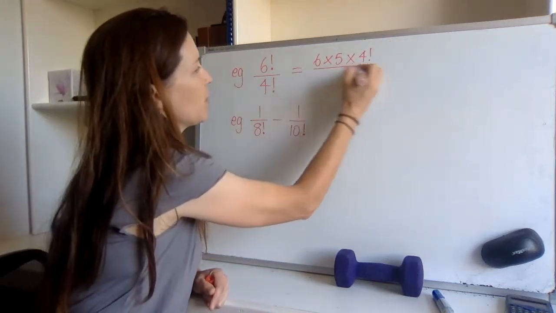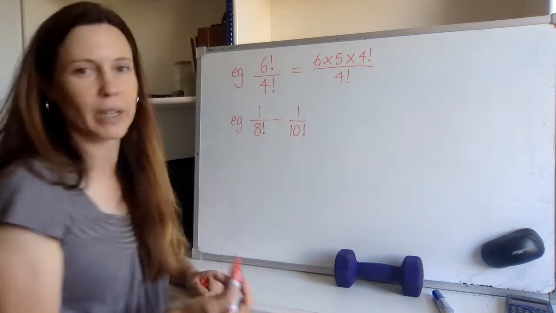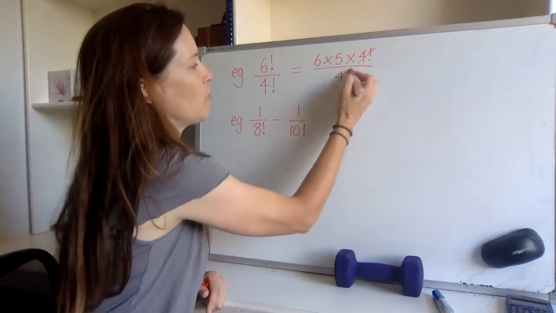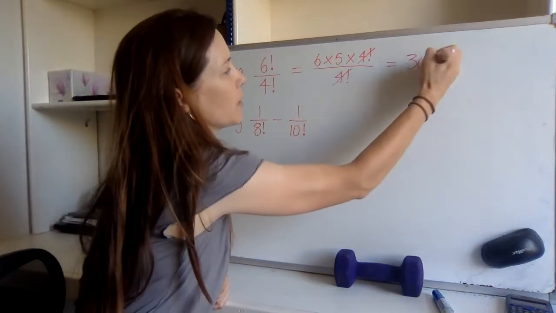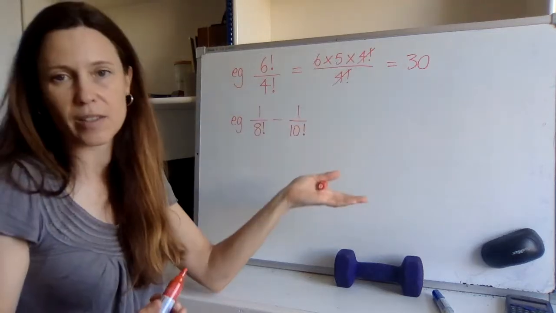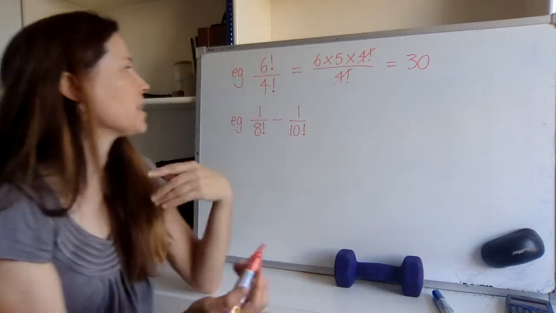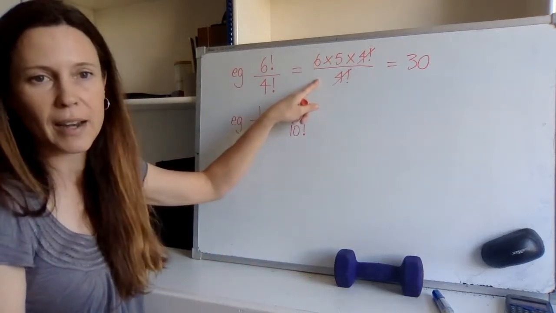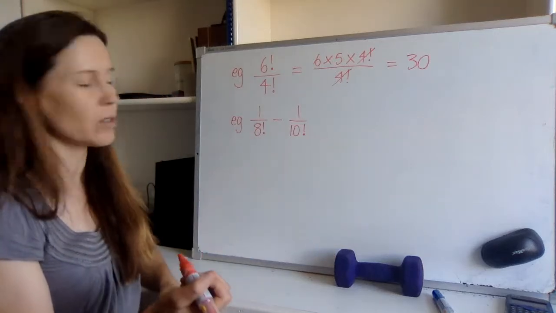So if we rewrite the top like that and keep the bottom the same, we can clearly see now that we can cancel the 4 factorial, and all that we're left with is 6 times 5, and so the answer is 30. Now, once you get good at doing this, you might be able to work out that the answer is 30 much quicker than you can actually type the whole thing into your calculator. But as I said, knowing how to do it longhand is going to help you when you've got one with nasty pronumerals in it, because you can see what to do.